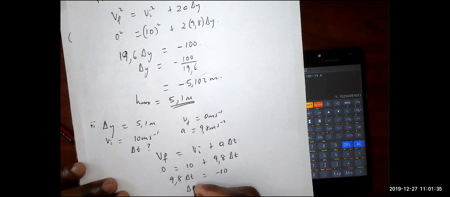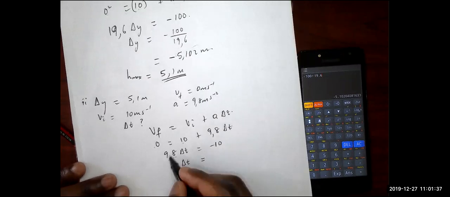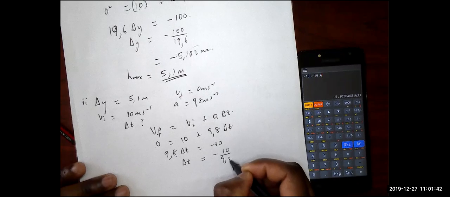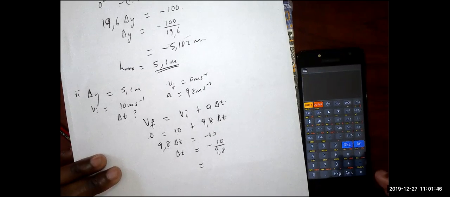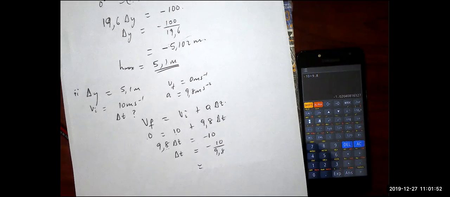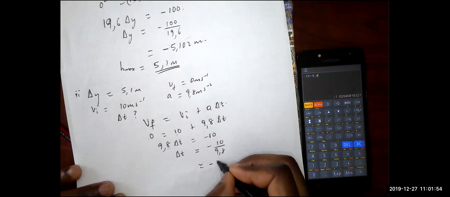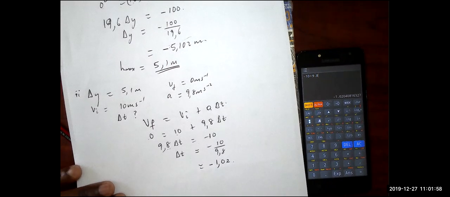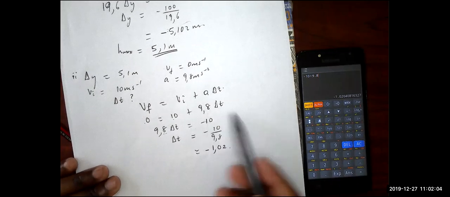Now our change in time, we divide both sides by 9.8. It's going to be negative 10 over 9.8, which is going to give us what? Negative 10 divided by 9.8. What do we get there? We get negative 1.02. Now again, for change in time we can't have negative in terms of time, so we don't need to worry about the negative here.